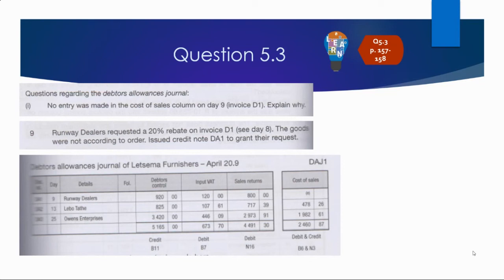Okay, so I'm going to repeat the question. The question is, why haven't we made an entry in the cost of sales column on day 9? If you look at the Debtors Allowance Journal at the bottom, you'll see in the cost of sales column, the last column, there's an entry for every line item except the first one. Why do you think that might be?